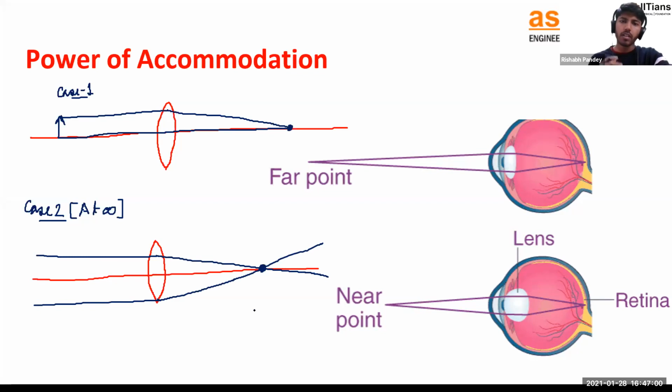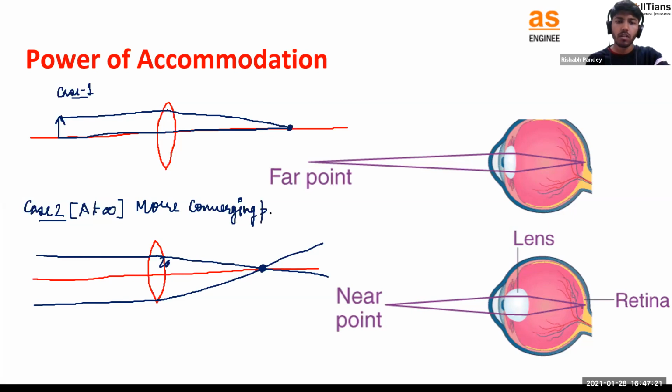Now, if you consider these two cases, in which case do I need the converging power to be more? Try to understand. At which point do I need the converging power to be more? Obviously, in the second case, isn't it? In the second case, I need more converging power.